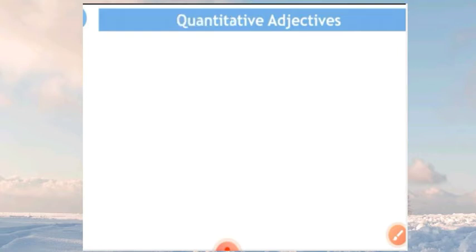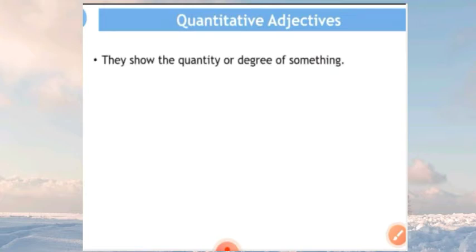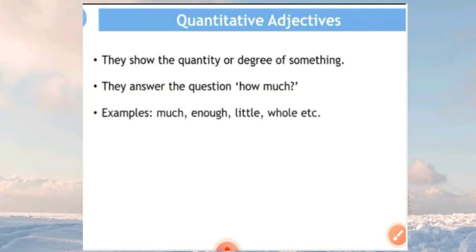Moving on to the next kind of adjective, it is the quantitative adjective. Now, quantitative adjectives show the quantity or the degree of something, and these adjectives answer the question, how much? Alright, so you have words like much, enough, little, whole, etc., which are all examples of quantitative adjectives. So remember, quantitative adjectives don't give you the exact number of something, but they give you an approximate quantity or the degree of something. So let's take some examples here.